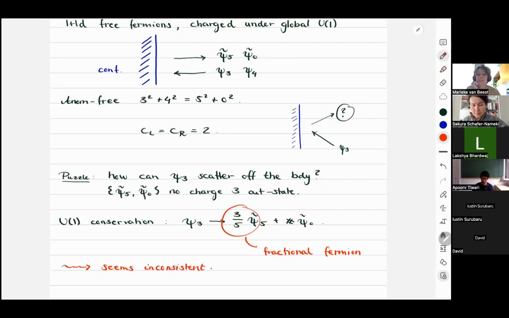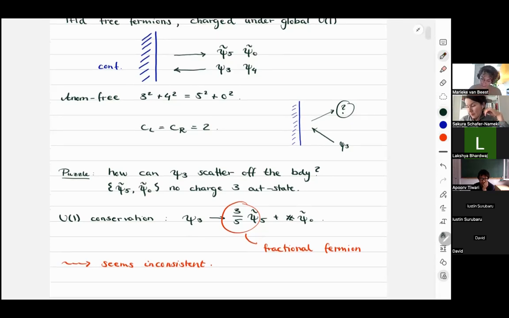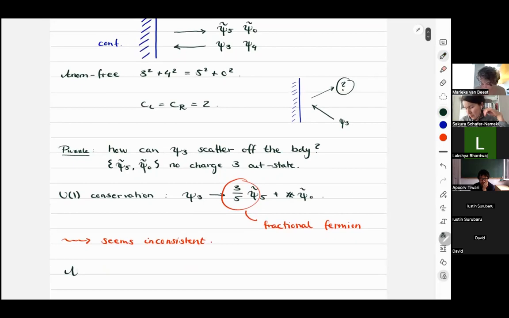But it turns out that there is a resolution to this problem. And the resolution that I'm going to give today, which is also connected to the proposal for the monopole scattering experiment, is that we haven't included the entire Fock space of the theory. So we need to include the twisted sectors. So spoiler, the answer lies with including the twisted sectors.